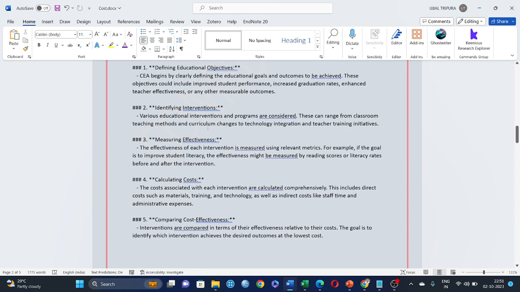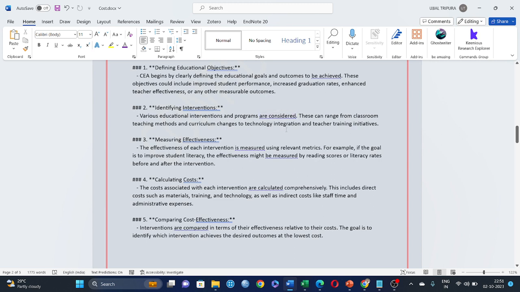So first you have to define the educational goal. Suppose we have to improve student achievement, student performance. For that, what has to be done? The classroom teaching learning method should be changed. There should be technology integration in the teaching learning so that students can understand things and develop themselves. So this intervention should be there, and then measuring effectiveness.